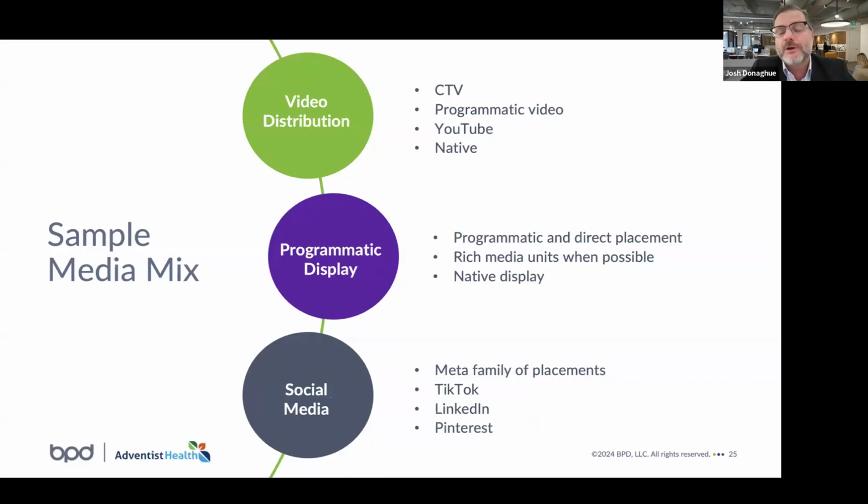And then lastly, we all know the importance of social media. So how do we take advantage of when consumers are on LinkedIn or TikTok or all the different Meta family of placements with Facebook and Instagram?